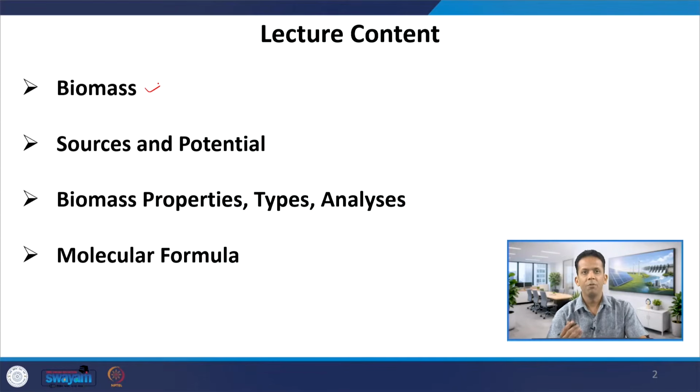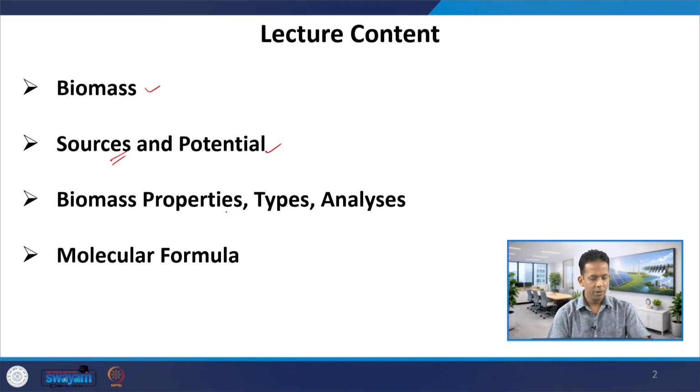So today we'll start a new type of renewable resource, that is biomass. The lecture content for today would be the definition of biomass. What does it mean according to different protocols or different agencies which are followed internationally? Then different sources of biomass and the potential, maybe the global potential as well as the potential in India.